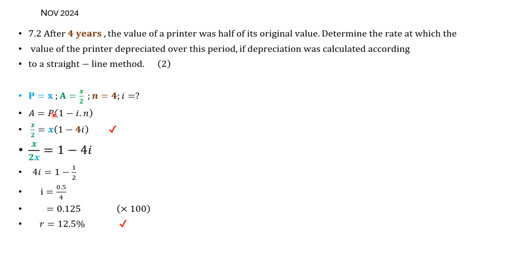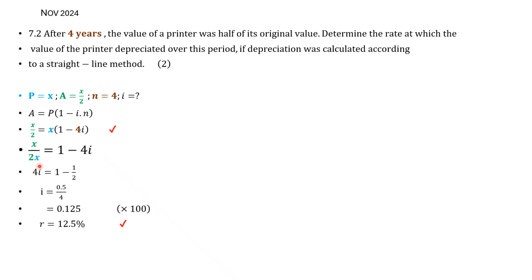Straight line method means we're going to use the equation A equals P times (1 minus i times n). So P there is x, n is 4, and A is x over 2. That means x times the bracket. To get rid of the multiplication, I'm going to use division. So that becomes x over 2 times x, equals 1 minus 4i. If I take negative 4i over, it becomes positive 4i.